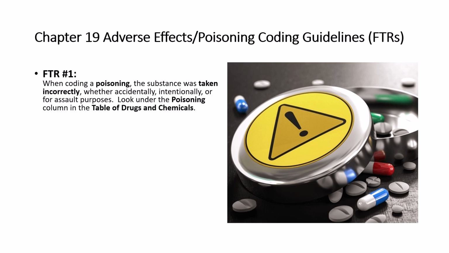All right, so FTR number one, when coding a poisoning, the substance was taken incorrectly or improperly, whether accidentally, intentional, or for assault purposes, that is a poisoning. And how you locate it, if you're not taking a multiple choice exam, you go directly to the table of drugs and chemicals, and we'll review how to do that during our practice exercises.